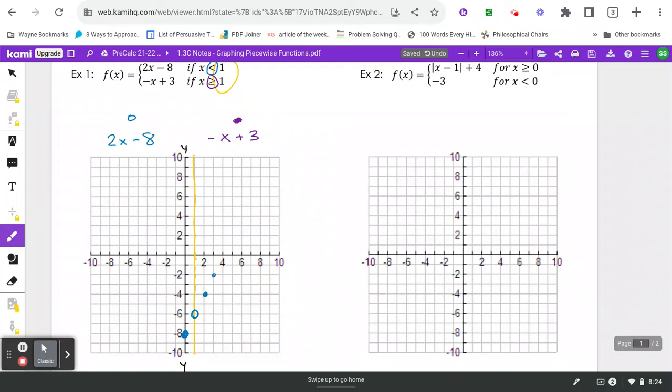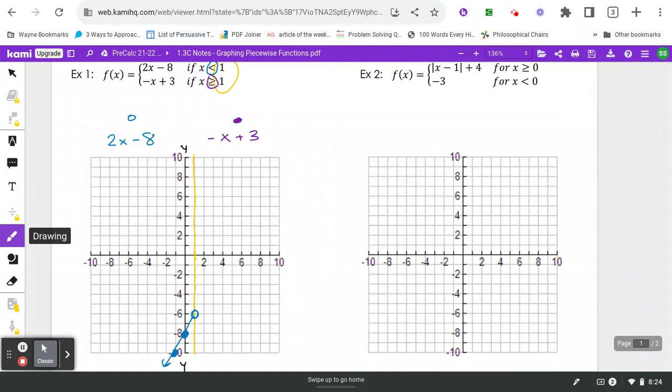Notice I'm now graphing on the wrong side because this is the side of the negative x plus 3. But it'll kind of help you get that line. And you can come in with your eraser and erase these that are on the wrong side. And you can just continue that line that direction. So this blue, 2x minus 8, only needs to exist on the left side of the yellow line. All right, let's switch over to do the purple, negative x plus 3.